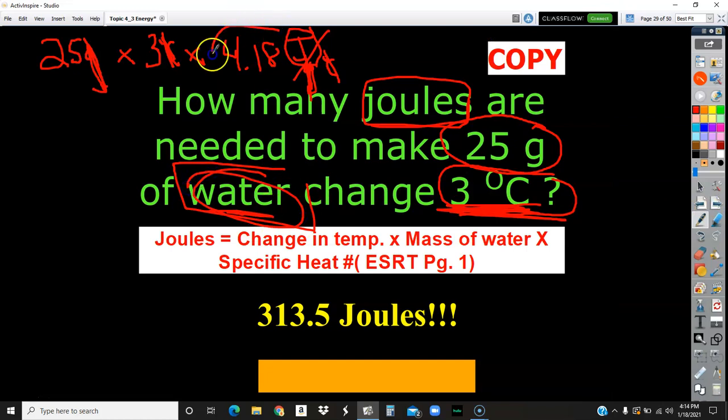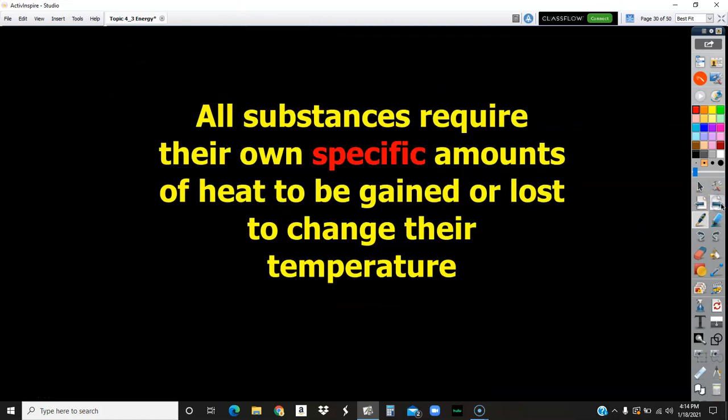Then I would have used not the 4.18. I would have used whatever number off the chart, my reference table here. These would have been the same. Still 25. Still 3. This number would have been the one number that would have been different, depending on the substance. It says all substances require their own specific amount of heat. And that's why it's called specific heat, because every substance has its own specific number of energy that you need to put in or take out. It has to be gained or lost to change its temperature. So every substance has its own specific number. That's why they're called specific heats, because they're specific to that substance.